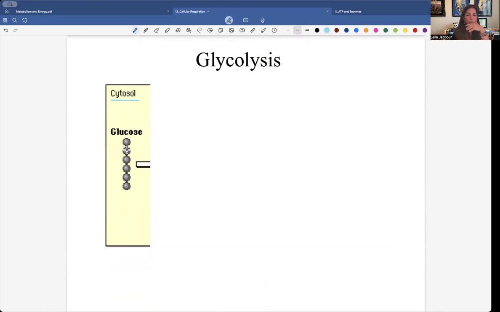Here's your glucose. 1, 2, 3, 4, 5, 6 carbons. All right, 6 carbon chain. Technically speaking, it's not linear. It's in a cyclic molecule, but that's okay. It's 6 carbons.